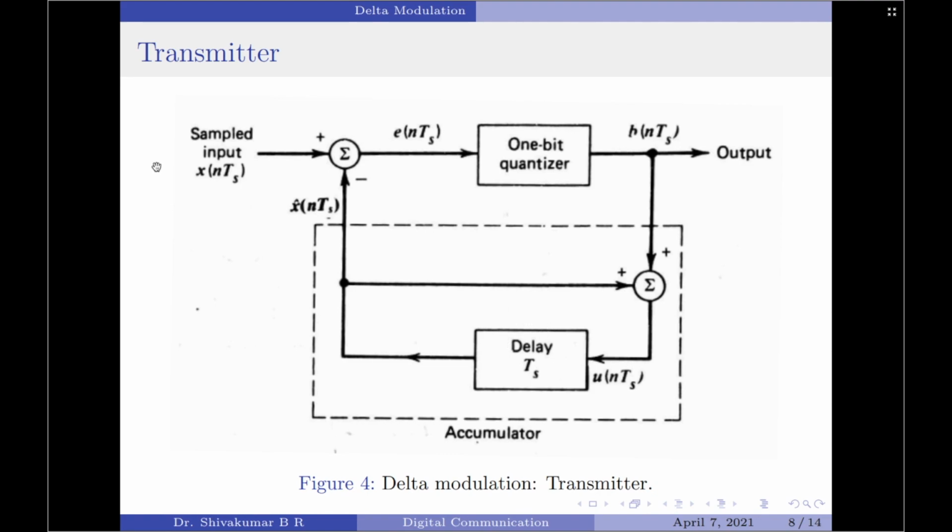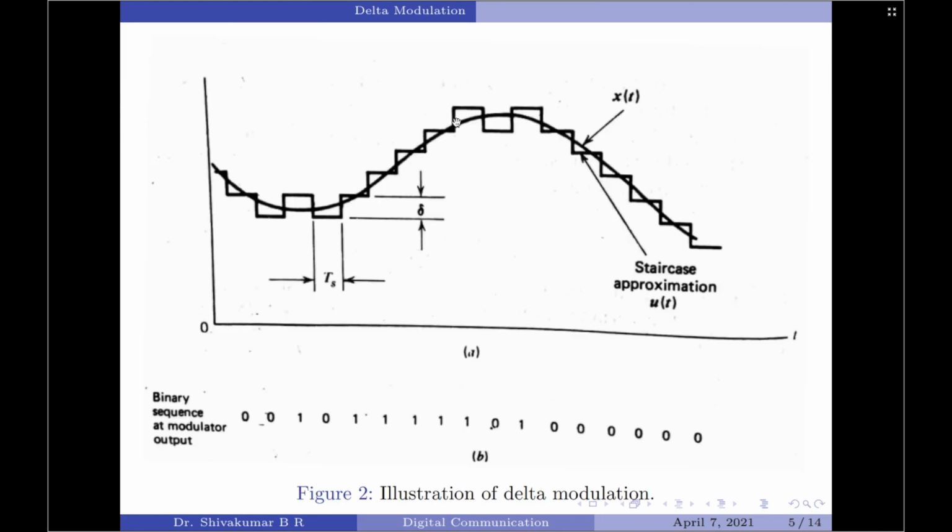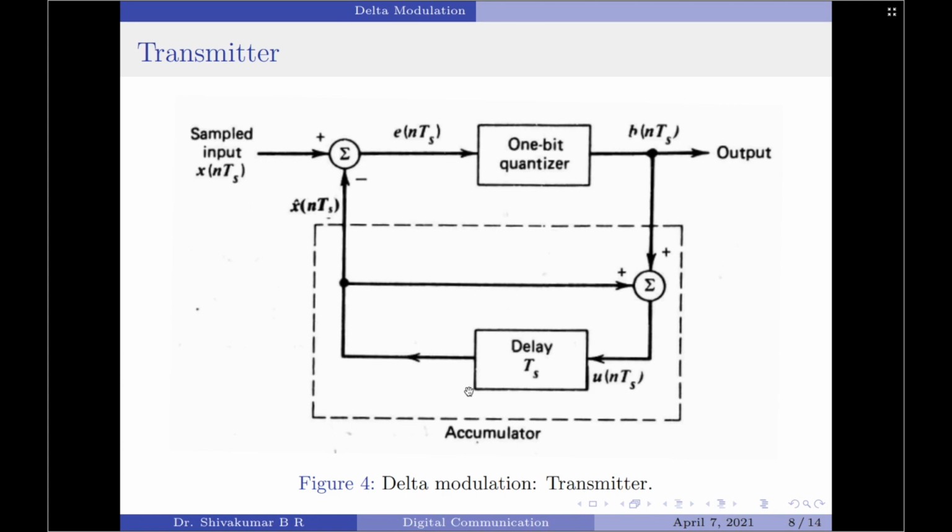Let the input signal be denoted as x(t) and the staircase approximation be denoted as u(t). We already have given that here. So the continuous time varying signal is x(t) and the staircase approximation is u(t). So I can now say the transmitter consists of a summer, a 2-level or a 1-bit quantizer, and lastly an accumulator. So this block with discontinuous lines is the accumulator.